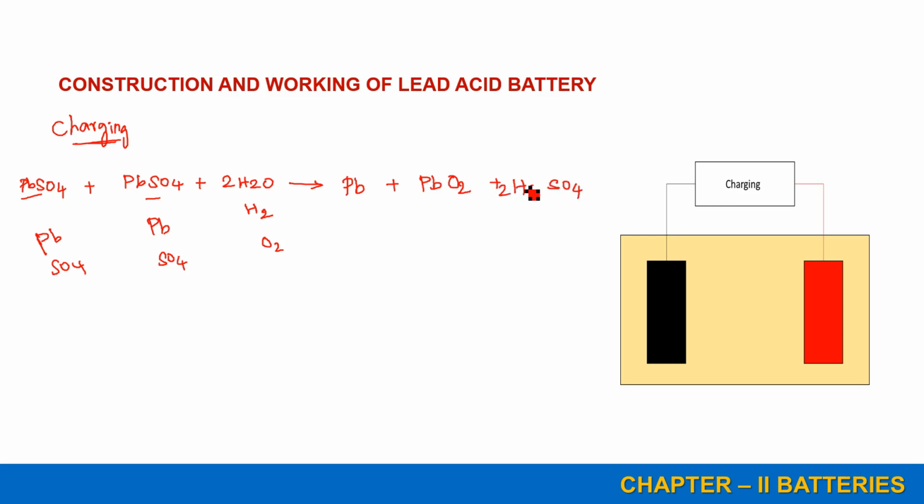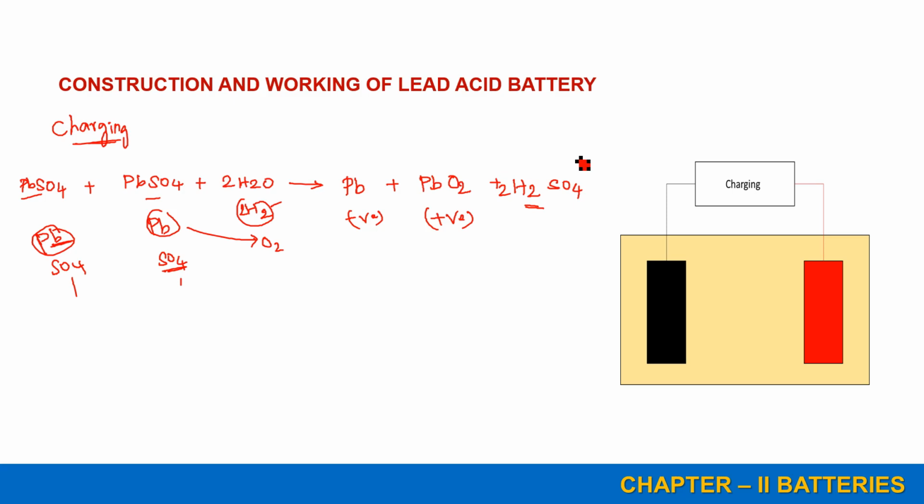as well as your electrolyte becomes a strong solution. Here this sponge lead will be created in the negative terminal. Your lead peroxide forms in the positive terminal. So here the hydrogen is available, and here sulfate is available. This sulfate reacts with the hydrogen and it forms sulfuric acid. So this is the construction and the working of the lead acid battery.